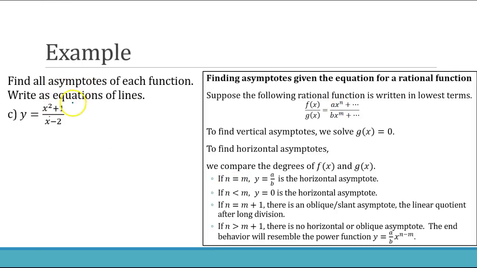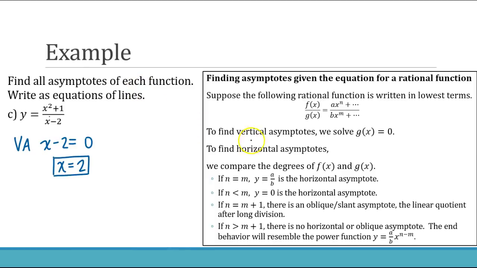So one more example of this, finding all the asymptotes of the function. My function this time is x squared plus 1 over x minus 2. Thankfully it's already in lowest terms. We can't factor any further. So to find vertical asymptotes, we set the denominator g of x equal to 0. So we're going to set x minus 2 equal to 0 and get x equals positive 2.